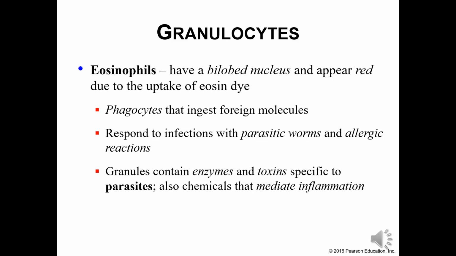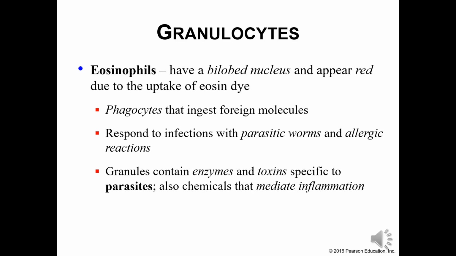So when somebody's, let's say, invaded by the agent that causes malaria, the bacteria called Plasmodium vivax, which is carried by the vector mosquito, the Anopheles mosquito, the Plasmodium gets into the bloodstream and will attack the red blood cells. And that's what causes the high fevers that you see in malaria. So that would be a parasitic worm attack or a parasitic bacterial attack. Also, allergic reactions are also going to have a higher percentage of eosinophils.